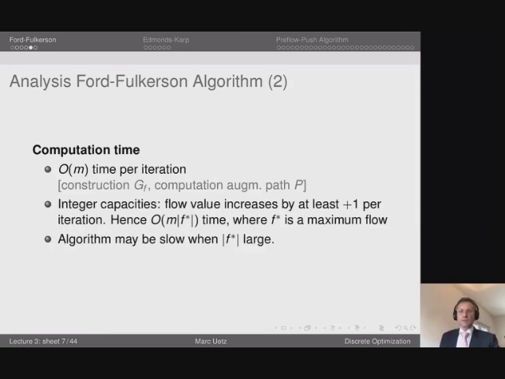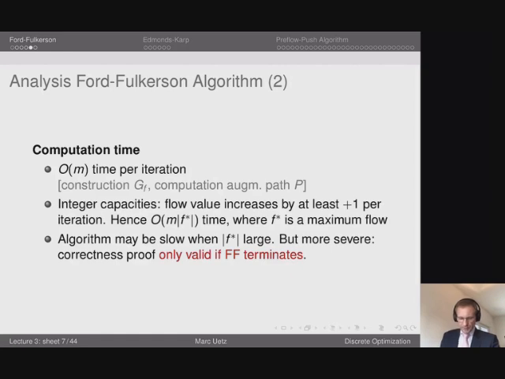So that means the algorithm could be very slow when the maximum flow value is large, but there is even more that we can say, and that is even more severe. First of all, our correctness proof was actually only valid because it depends on the fact that the algorithm terminates. Once the algorithm terminates, we have the correctness proof by the augmenting path theorem. But does the algorithm actually terminate?